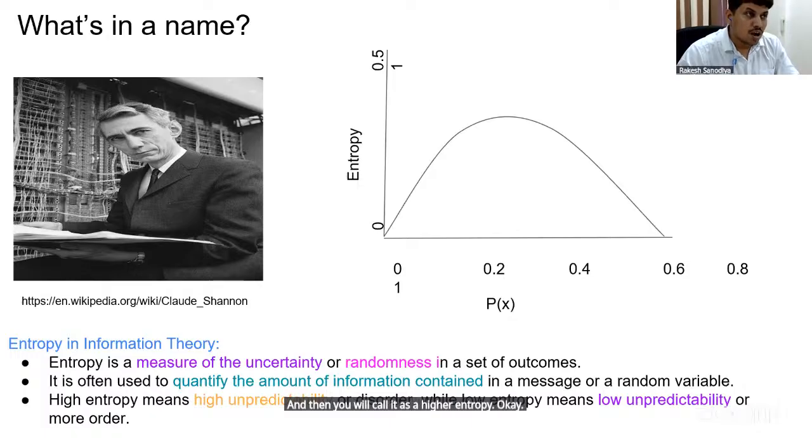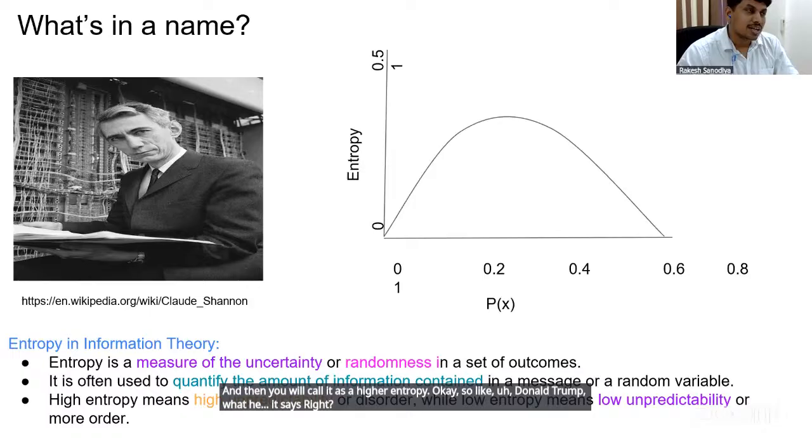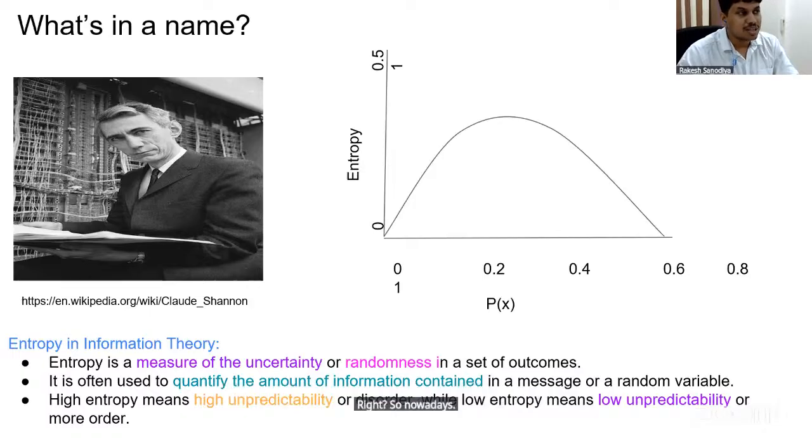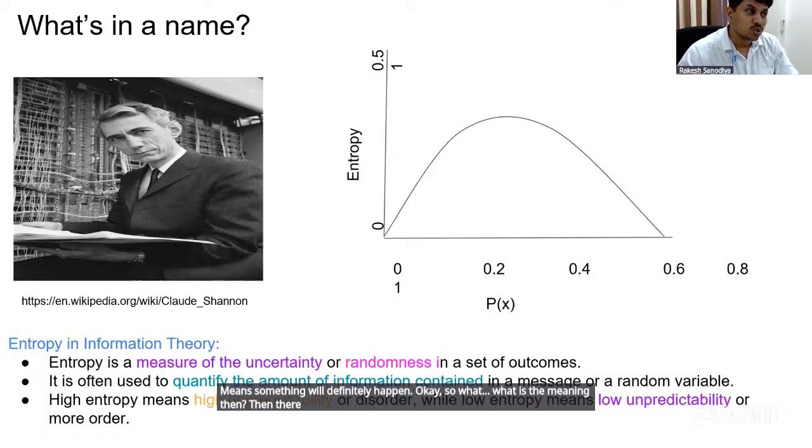Like Donald Trump, what he says, no one believes, right? Nowadays sometimes he changes his statements again and again. But if some statement is given by our prime minister, then there is a huge weightage, meaning something will definitely happen. So then there is a huge meaning. That is the meaning of entropy.